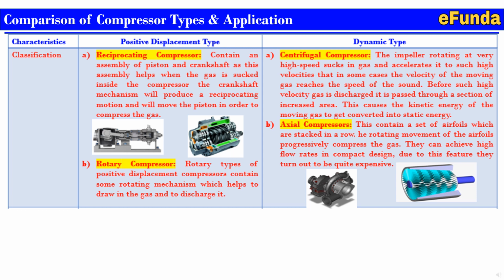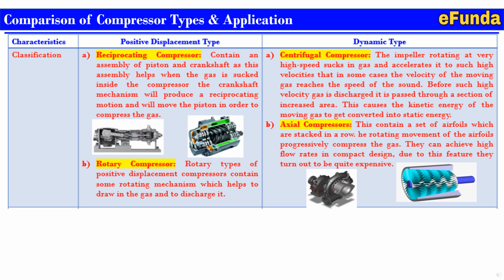Similarly, the other type is a rotary compressor. Rotary types of positive displacement compressors, one can see in a picture, contain some rotating mechanism which helps to draw in the gas and discharge it to the requirement. This is how the classification is done in a positive displacement type.